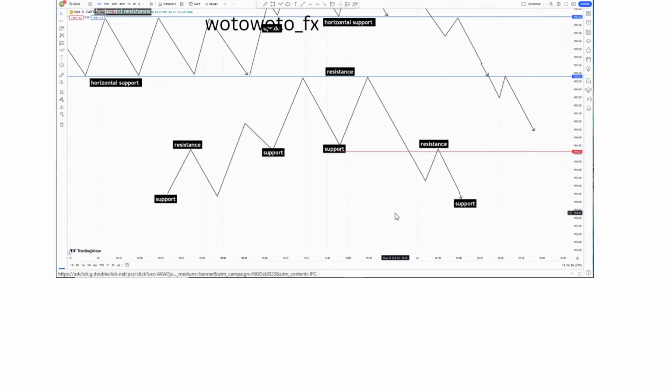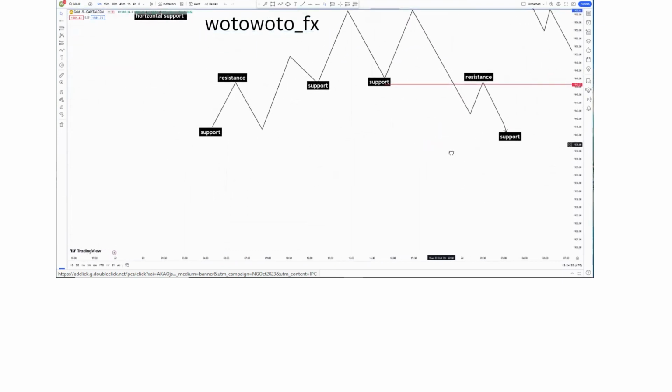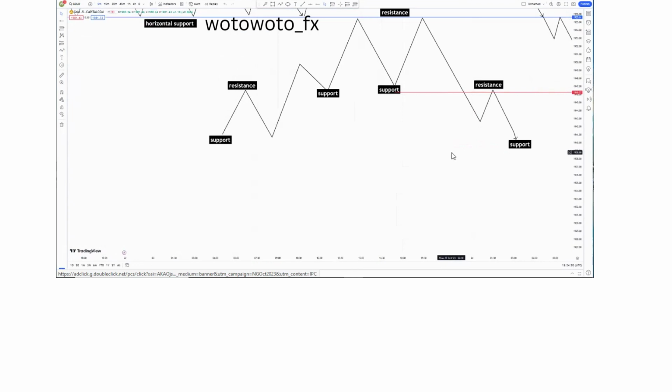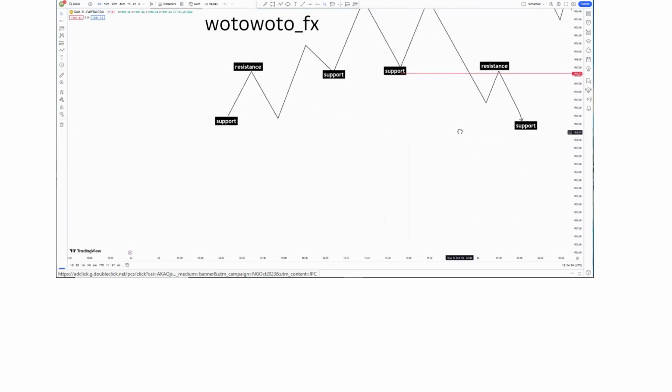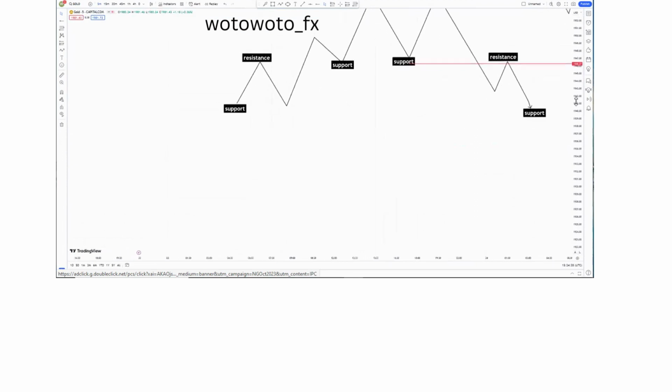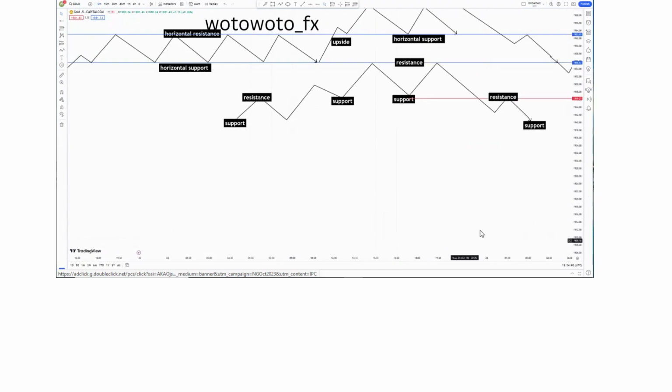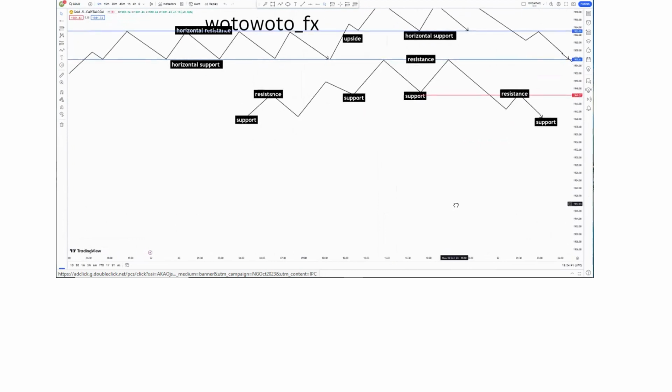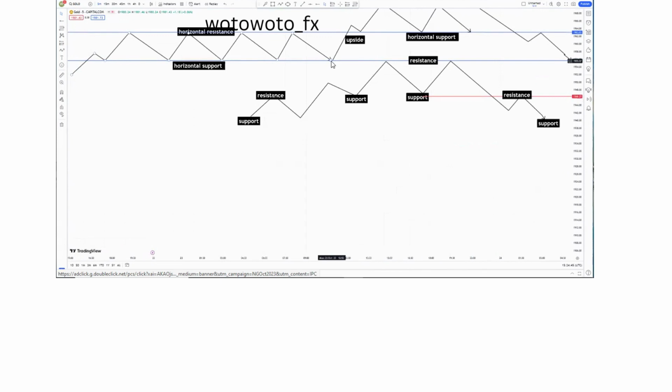So now I want us to also look at this scenario. The next scenario that we have on board now are the slanty horizontal levels and the slanty resistance level.